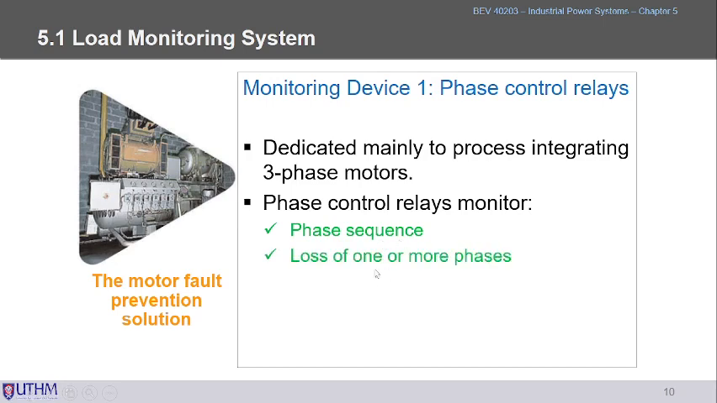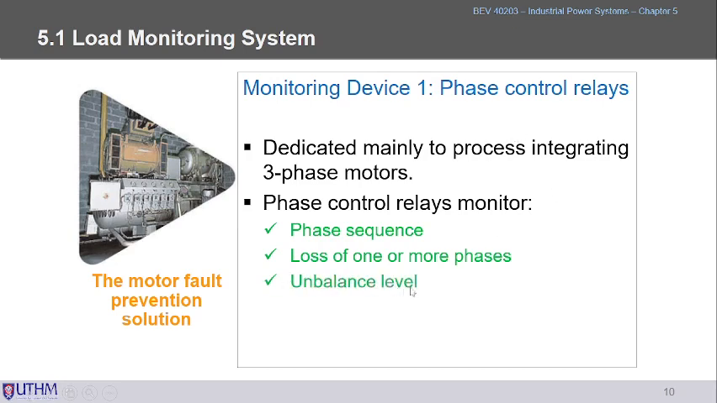Okay, the loss of one or more phases. Sometimes the overload will happen at one specific phase, or it is due to an internal fault in the winding, for example, which makes one of the phases lost. That means loss of operation. For a three-phase motor, the motor now only operates on two phases, with one phase lost. Then we can monitor using the phase control relay.